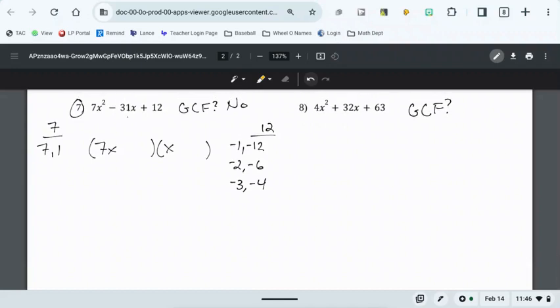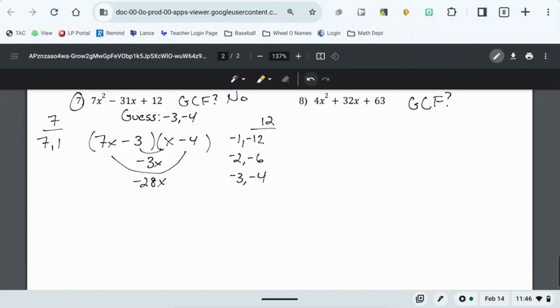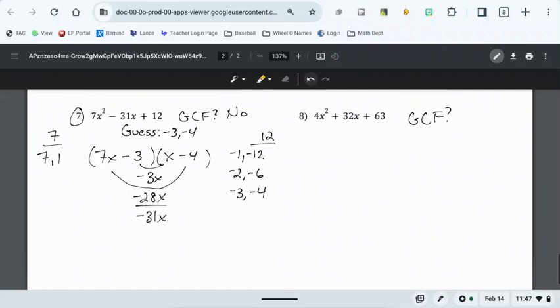So let's see, our first guess. Let's try -3 and -4. So -3, -4. Check our smiley face method. -3x, -28x. Well, when we add those together, we get -31x. So we got the correct answer on our first guess.